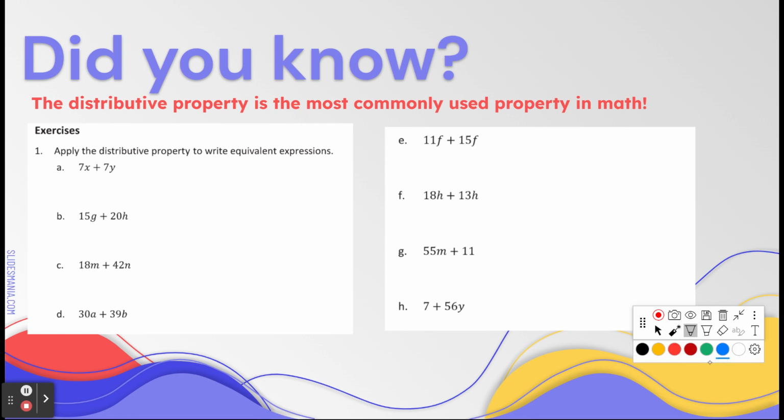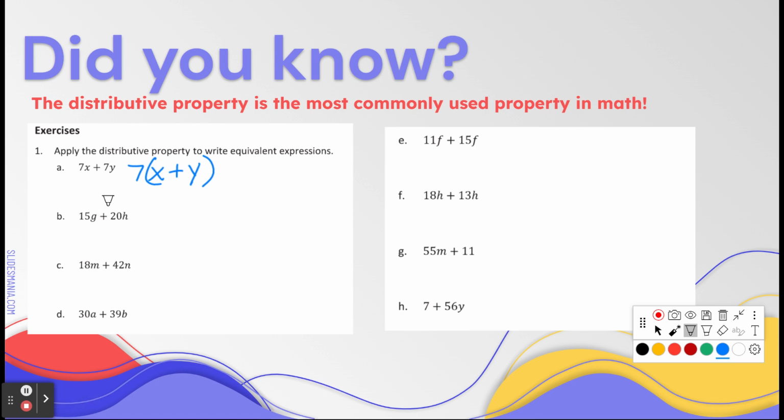Okay, so I'm just going to do a couple here. So let's see. We have 7x plus 7y. They're both 7s, so 7 is our greatest common factor. And 7 times x gives us 7x, plus 7 times y gives us 7y.